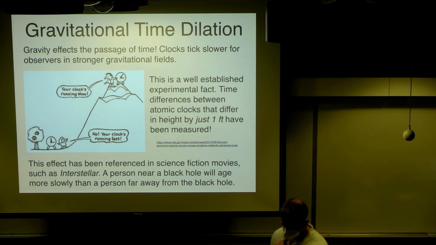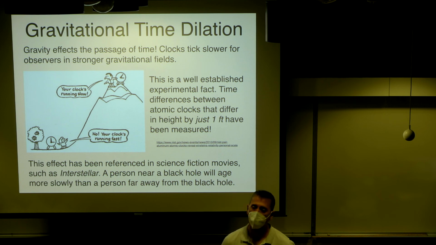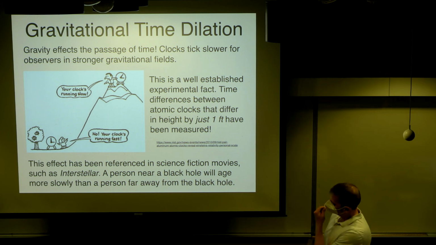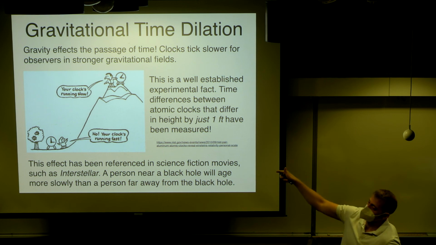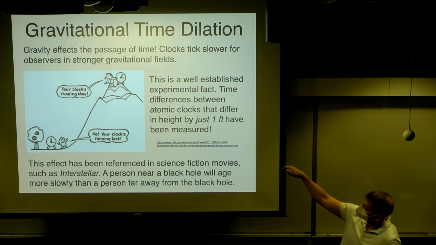Another weird effect of Einstein's theory is something called gravitational time dilation. And just show of hands, who's seen the movie Interstellar? Probably a lot of you. I'm not going to spoil it. I'm just going to say one thing that happened in the movie. It's not going to spoil it for you. Basically, gravitational time dilation is the idea that gravity affects the actual passage of time. In other words, the stronger your gravitational field, the slower time actually runs.